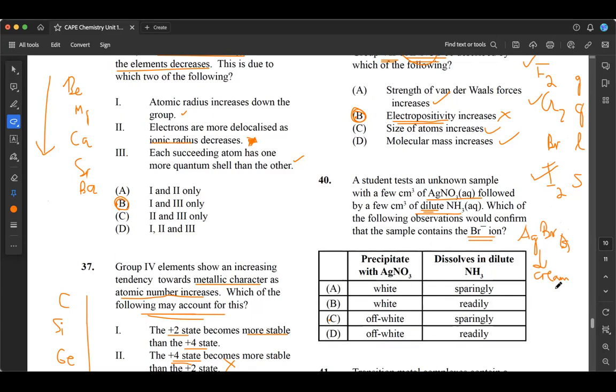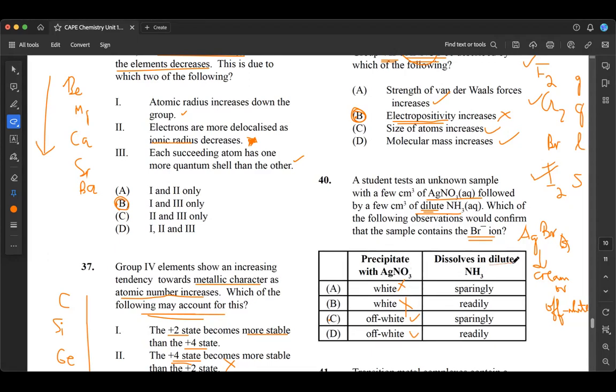So cream or off-white is the color of that precipitate that's going to get formed first and foremost, right? So that's what we're going to see first. So in the precipitate with AgNO3, it's not going to be white, it's going to be one of these. So the answer is going to be between these two, so both of these are correct for the precipitate with AgNO3.